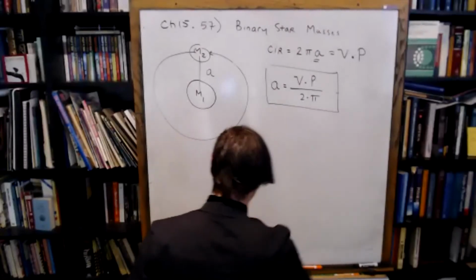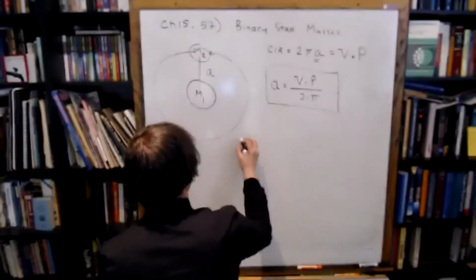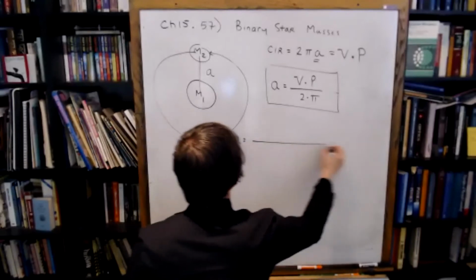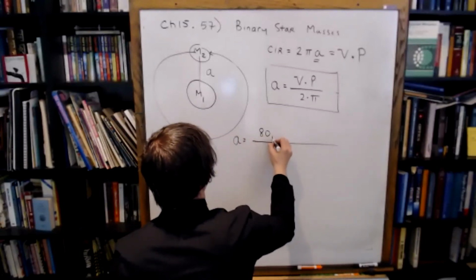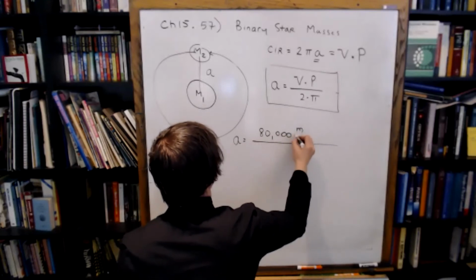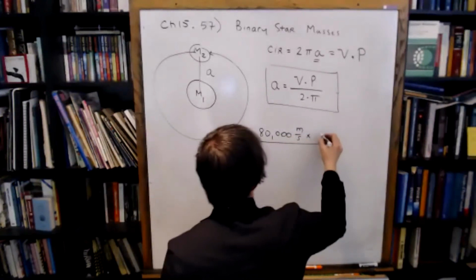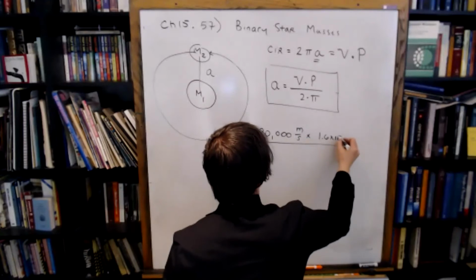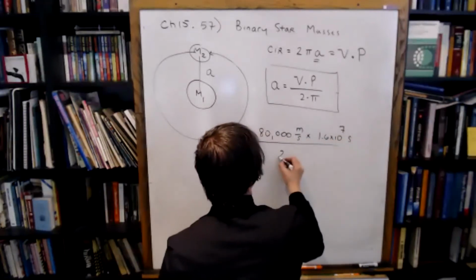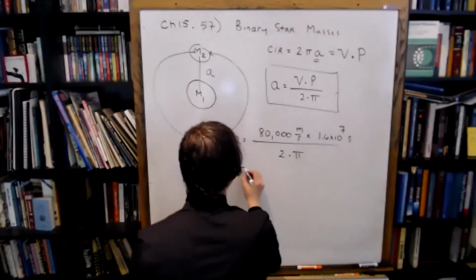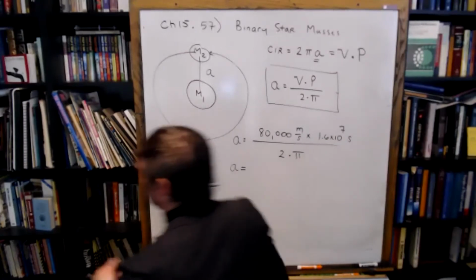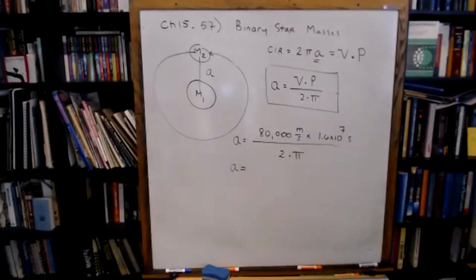Let's calculate the radius of orbit. A equals 80,000 meters per second times 1.6 times 10 to the 7 seconds divided by 2 divided by pi. I'll take that answer at any time. I got 2.0 times 10 to the 11th meters.